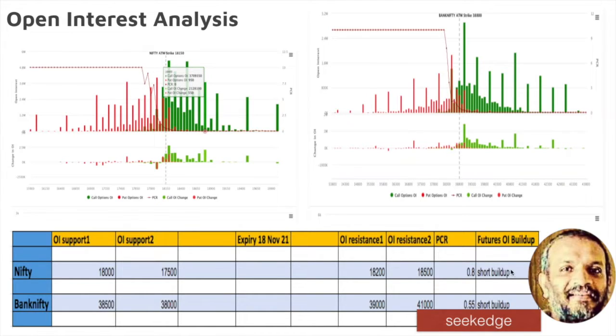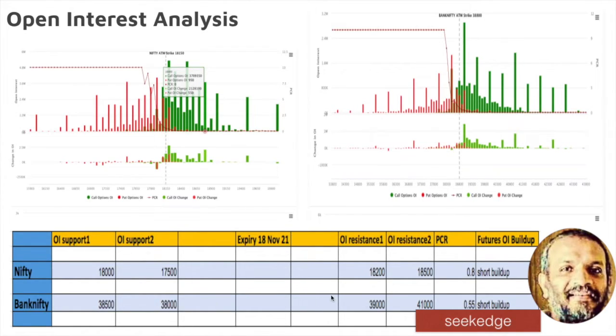We now know that. Short period is what you saw on the futures open interest, and PCR 0.8 is slightly, you cannot say it's bearish at least. Bank Nifty is 0.55, the put call ratio is slightly on the bearish side. Right, so on Bank Nifty, put writing is seen at 38,000 and 38,500, and 39,000 and 41,000 have huge resistance. 39,000 has got huge resistance.